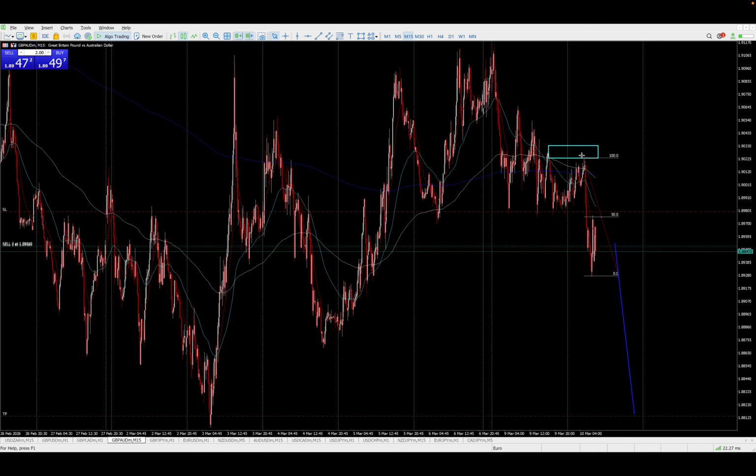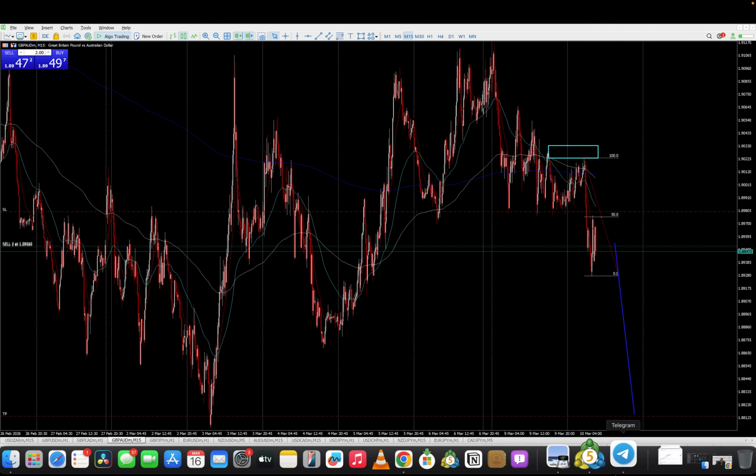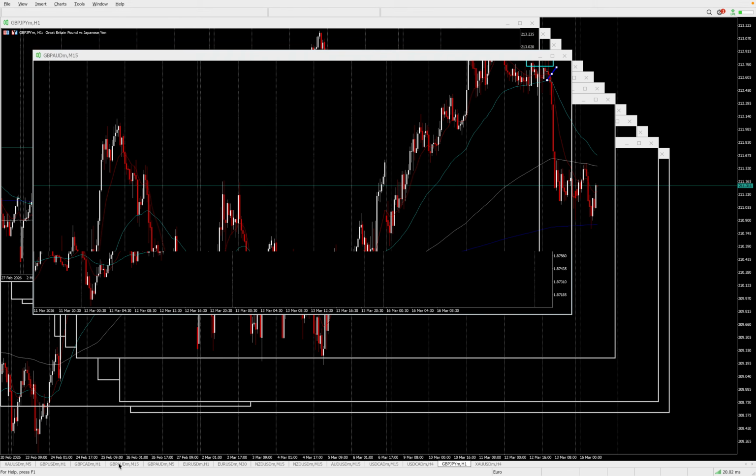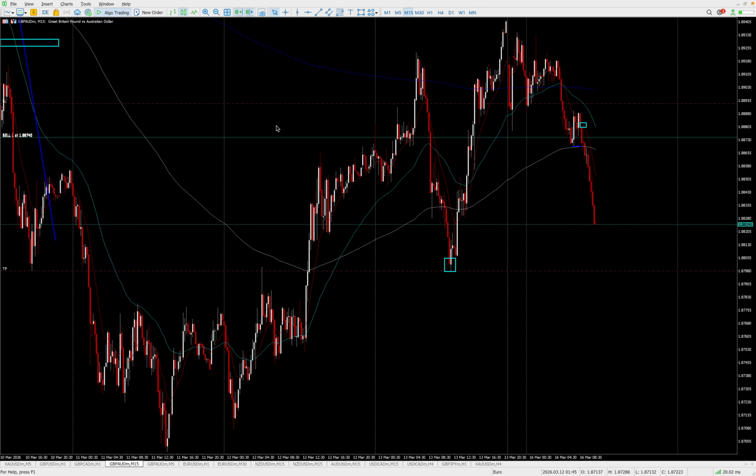So what I did was I took my fib from the high to the current low, and I was anticipating a move from the 50% area, right? So my stop loss was just above that area, and I was also targeting this demand area. So if we do go to GBPUSD, I also have trades running on that for today's signal.